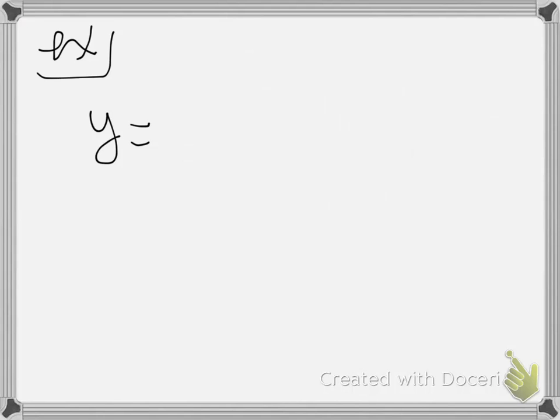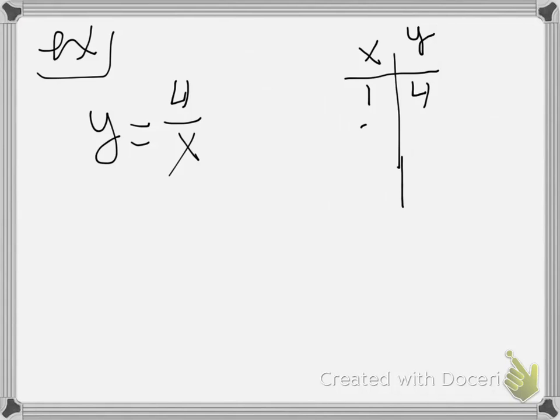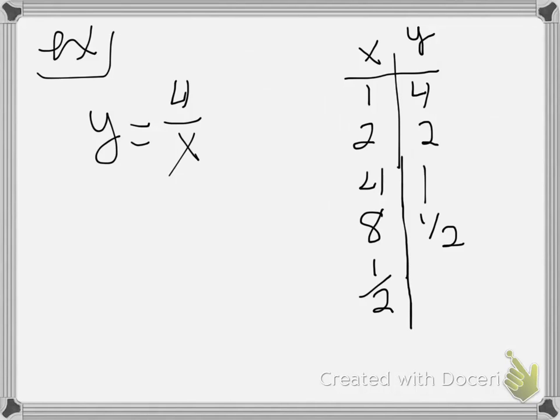Now, if we look at an example of this, we could have y is equal to 4 over x. And now if we pick some values, like 1, y equals 4. If we let x equal 2, y equals 2. If I let x equal 4, y equals 1. And now if I let x equal 8, y equals 1/2. And let's do one more. Let's let x equal 1/2, and if we do that, y equals 8.